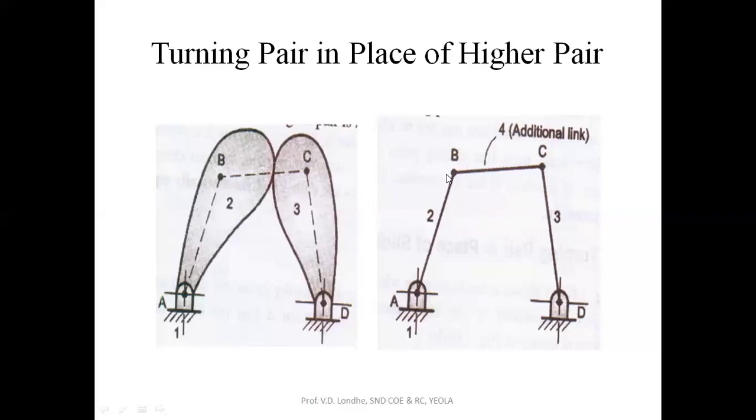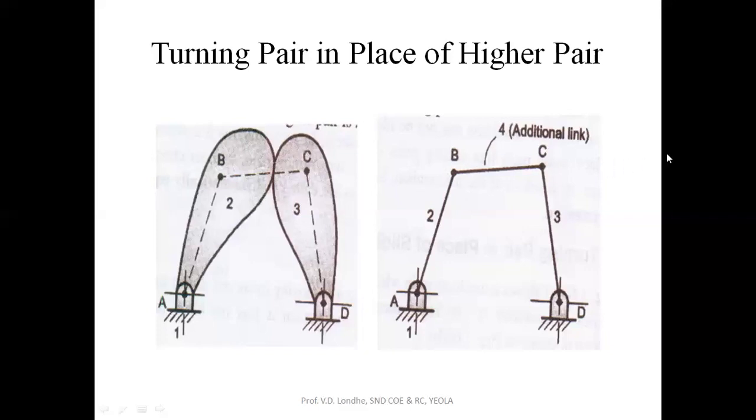As I have told you in the previous first slide, equivalent linkage is nothing but what? By introducing the higher pair in terms of lower pair, or by introducing lower pair in place of higher pair. It is a vice versa condition. So in this case now, higher pair is replaced by lower pair. Here there are two turning pairs: at point B, one turning pair, and at point C another turning pair. So these are the lower pairs. So higher pair has been replaced by lower pair. So this is turning pair in place of higher pair.